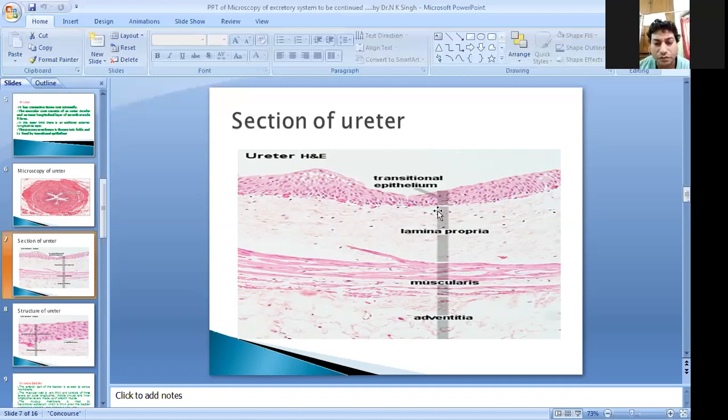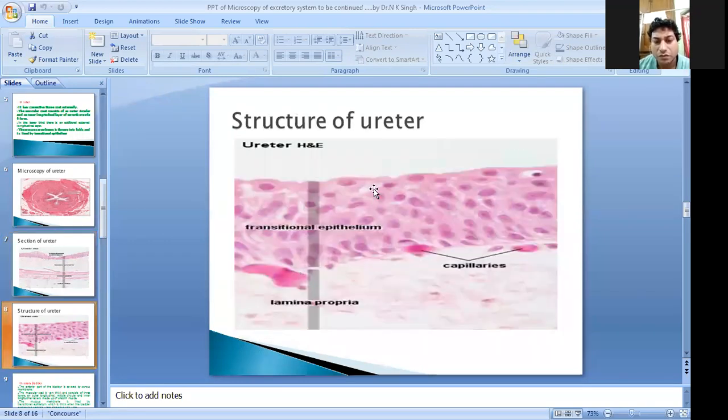Then comes the next layer, which is the lamina propria, most probably made up of loose connective tissue. Then comes the tunica muscularis. This layer is made up of smooth muscles, which consist of two types of orientation. One, the smooth muscles are arranged longitudinally, and the other, they are arranged in circular fashion. And then the outermost layer is the tunica adventitia.